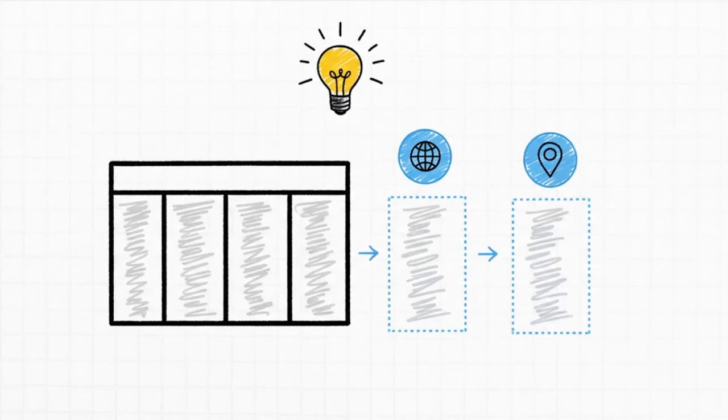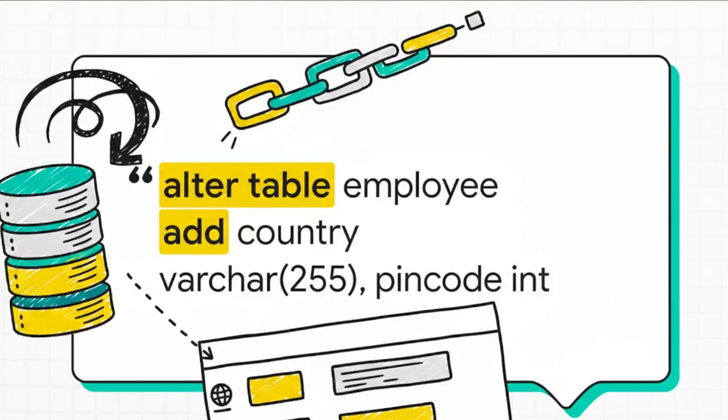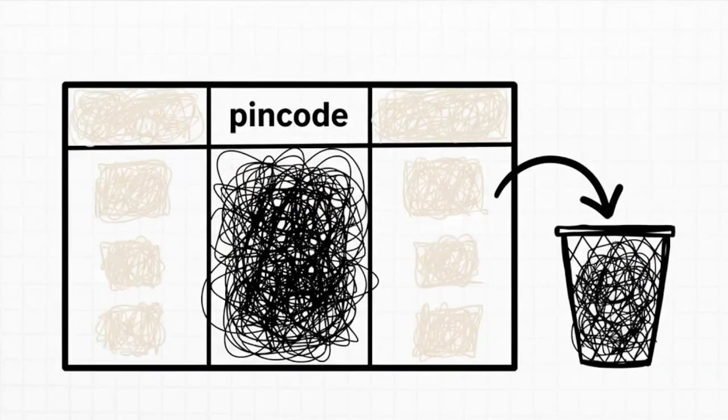Now management wants to track not just the city, but also the country and a PIN code for every single employee. Now the cool thing about alter is that it's flexible. We don't have to add these one at a time. We can just tell it to add a country column for text and a PIN code column for whole numbers or integers, all in a single command. Super efficient.